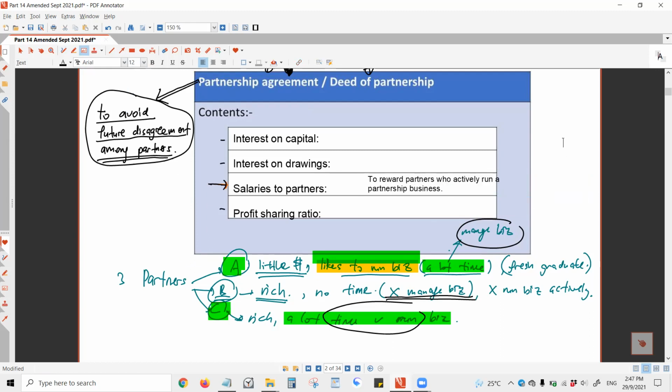Now next I would like to explain profit sharing ratio. Profit sharing ratio. So you know, right?